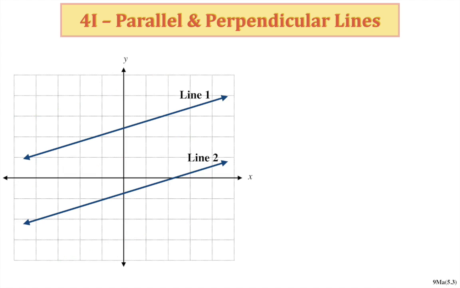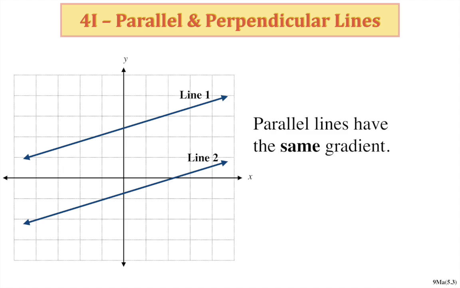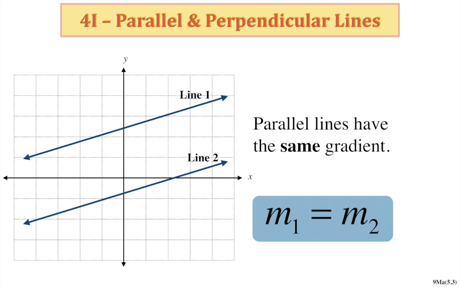But there's something about lines that are parallel. If lines are parallel, their angle or their slope or their gradient is exactly the same. So we know parallel lines have the same gradient. And this is what we write. We write that the gradient of line 1 is equal to the gradient of line 2. It's saying both lines run at the same angle.